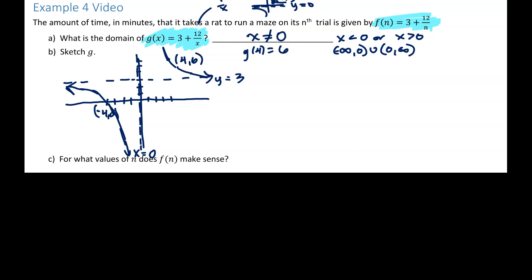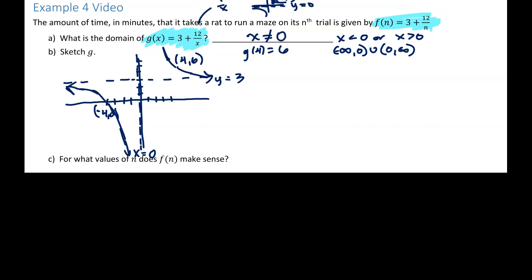And now I just want to think about the rat situation again. That's the only reason that I'm calling this f of n and g of x, just so I can say, okay, if it was just a function on its own, what happens? If it's f of n, what happens? And the answer is, I don't think the domain should be all real numbers except 0 anymore. I'm talking about rats. I shouldn't have negative numbers of trials. And in fact, I shouldn't have decimal numbers of trials. I should have positive integer numbers of trials.